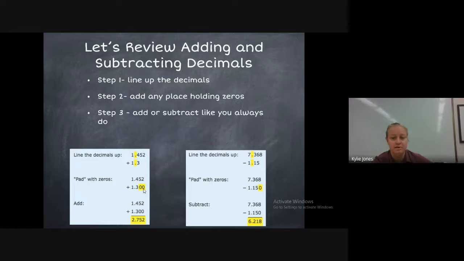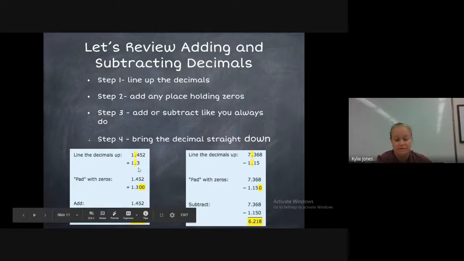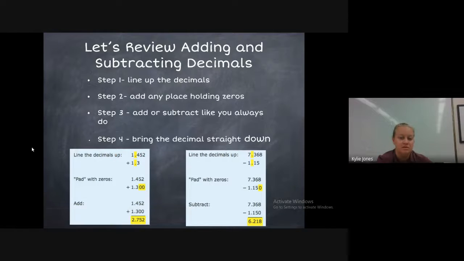Step 3 is to just add or subtract like you always do. Whether you need to carry anything or borrow if you're subtracting, just do it exactly how you normally do it. And step 4 is to just drop the decimal straight down in your answer. So that's what it means by lining them up. It'll drop straight down below into your answer.